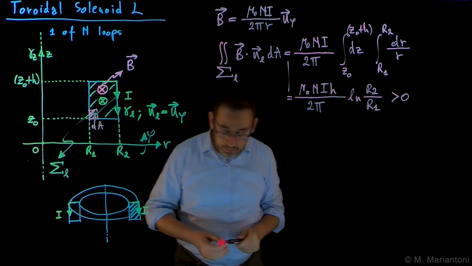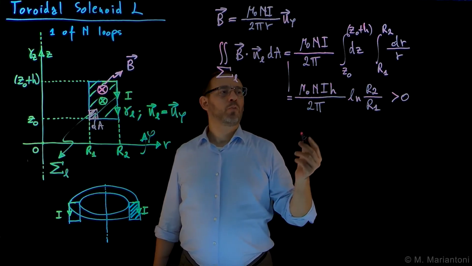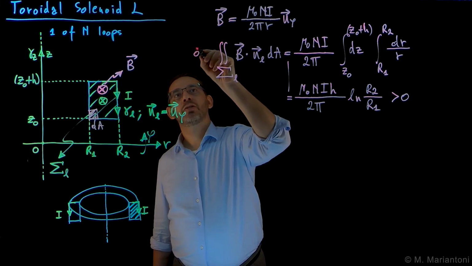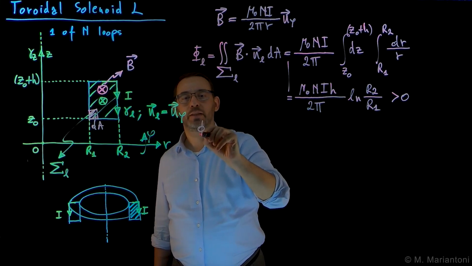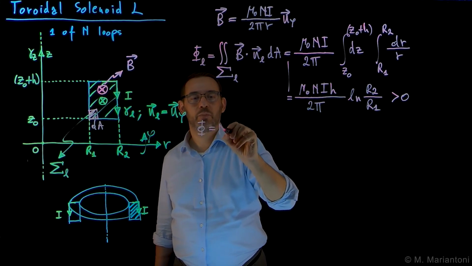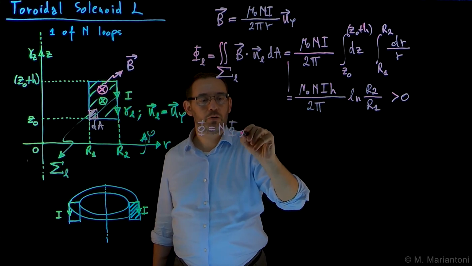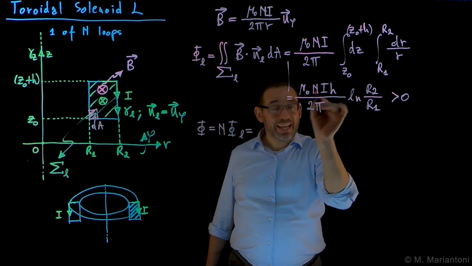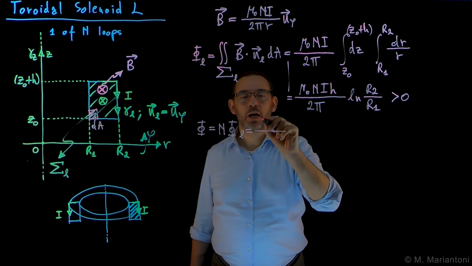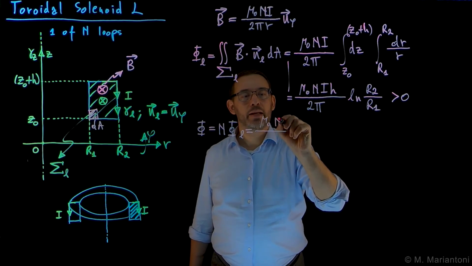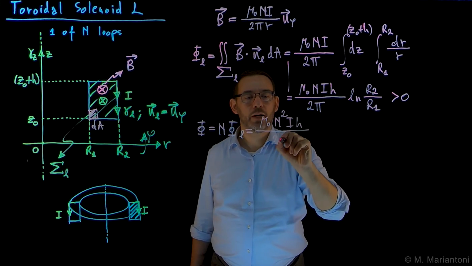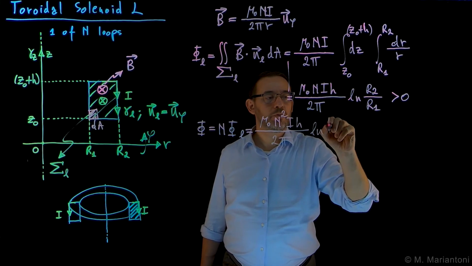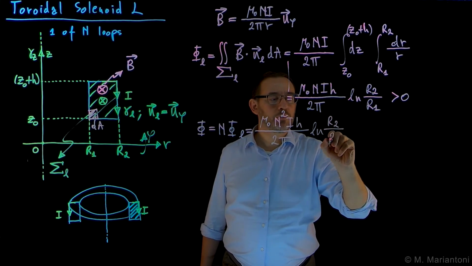All right, so then the next thing we want to do, this is the flux associated with just one loop. And so what is the flux associated to all loops? Well, it is N times the flux associated with one loop. And so it's N squared here. So we get mu naught N squared I h divided by 2 pi and natural logarithm of R2 divided by R1.